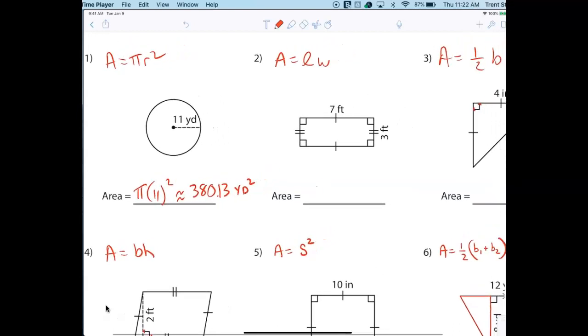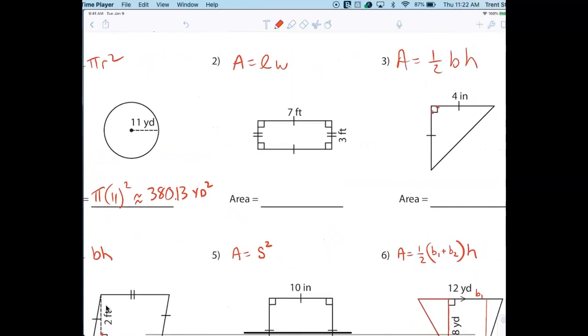All right, here we go. Area is equal to length times width. What is the length and the width here? 7. So we're just going to put 7 times 3. Slow down. Notice I wrote it down. What's 7 times 3? 21 what? Yes, 21 square feet. Does everybody agree with that? All right, that's easy.